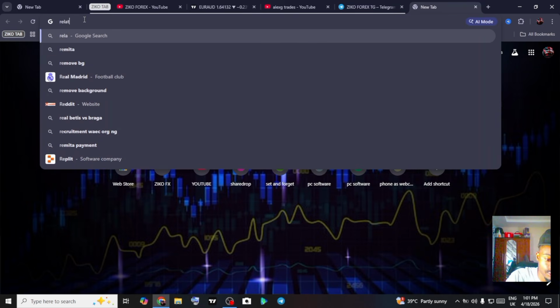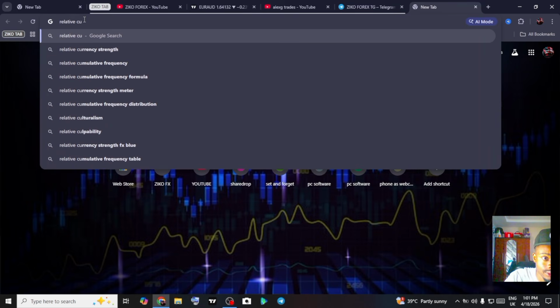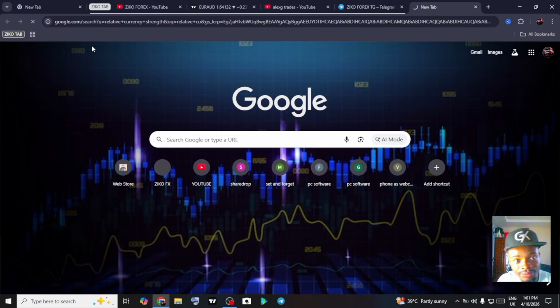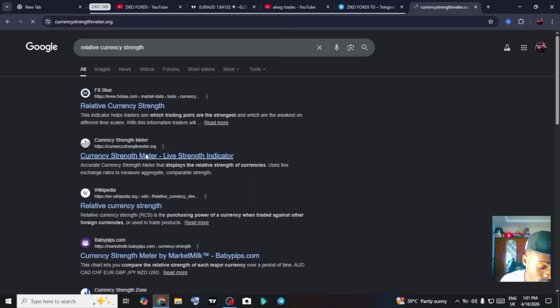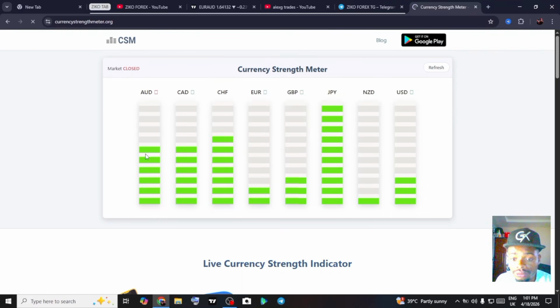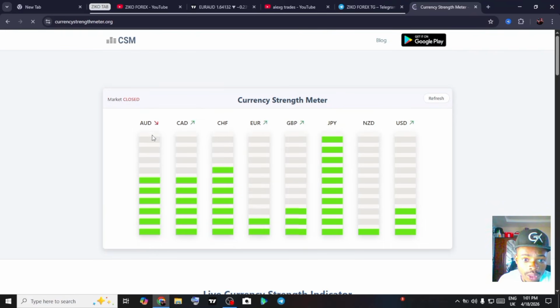relative currency strength right here. Right, just come over to your Google, search relative currency strength. So I use this one, currencystrengthmeter.org, right? So if you click on that, I'll just give it time to load up. You can see that this shows the strength of a currency, right? It just shows the strength of a currency.